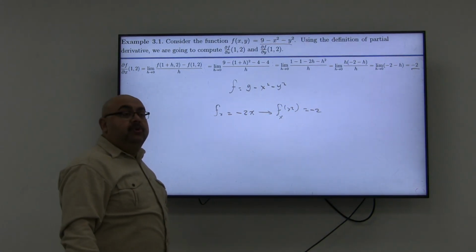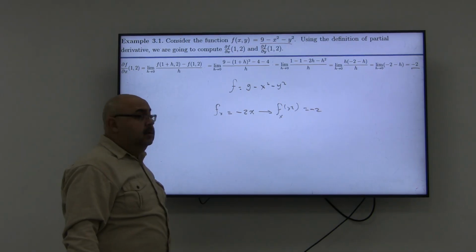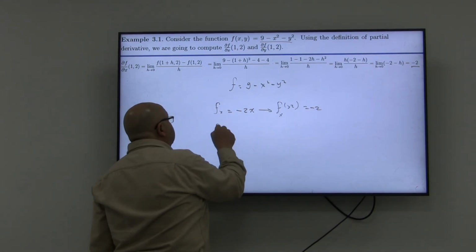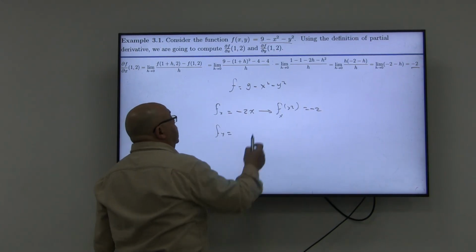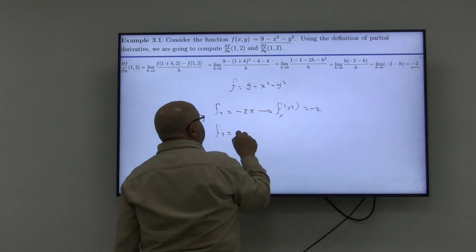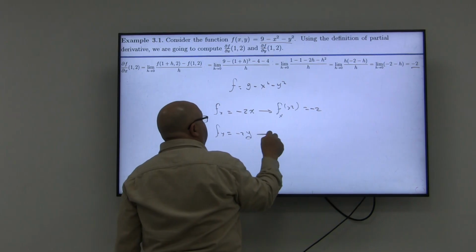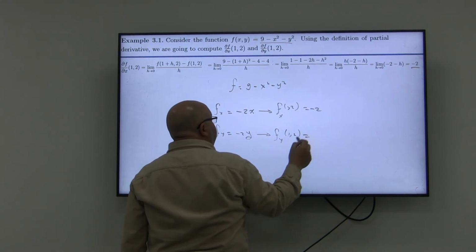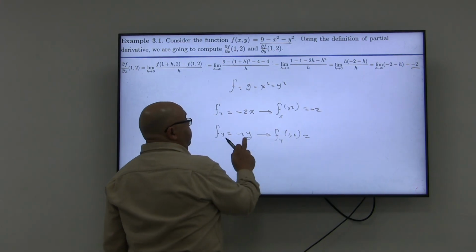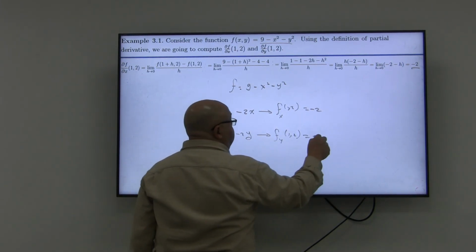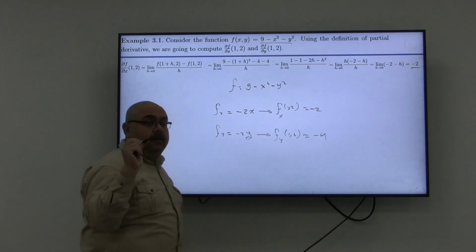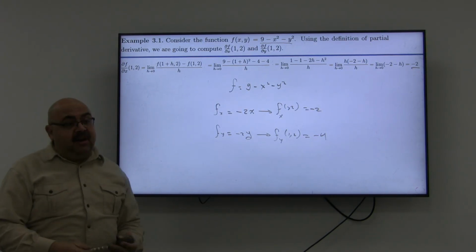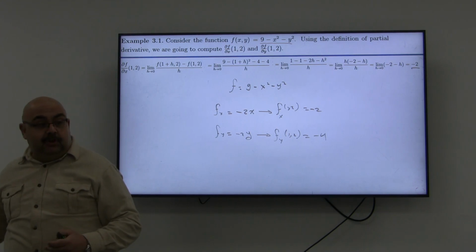Well, can you do it with respect to y? Can I do f of y? Yes, of course. F of y will equal, differentiate with respect to y, so it's going to be negative 2y. Once more, f y at 1 and 2 will equal, replace y by 2, so the result will be negative 4. Am I right? Okay, let's see if this is going to be the result using the definition.